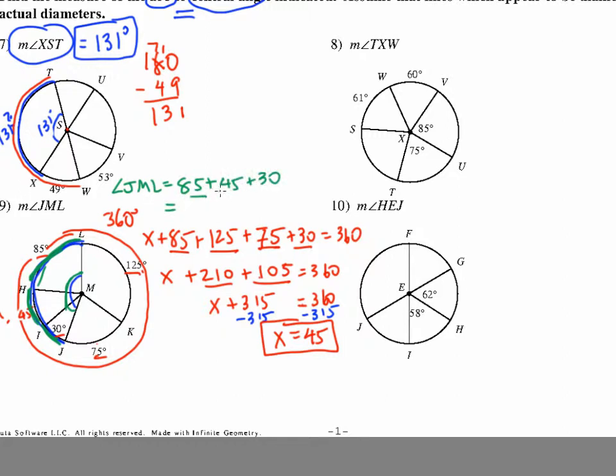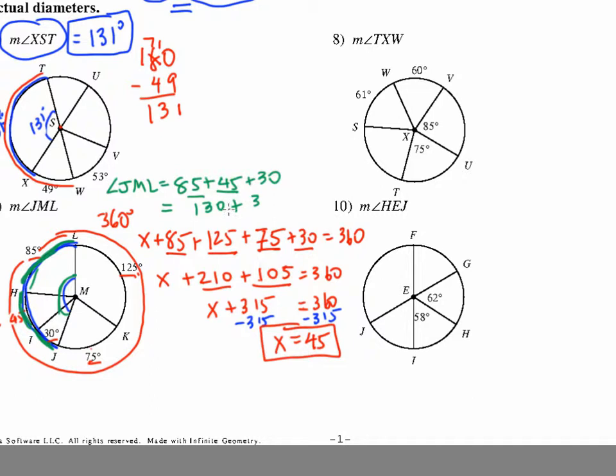And let's see, 85 plus 45, 80 plus 40 is 120, 5 plus 5 is 10, so 130 plus 30. And 130 plus 30 is going to give us 160. So our angle JML, this whole guy right here, is the same as this arc right here because the central angle is the same as its intercepted arc. We did some work to find that this was 45, and then we added them all up.